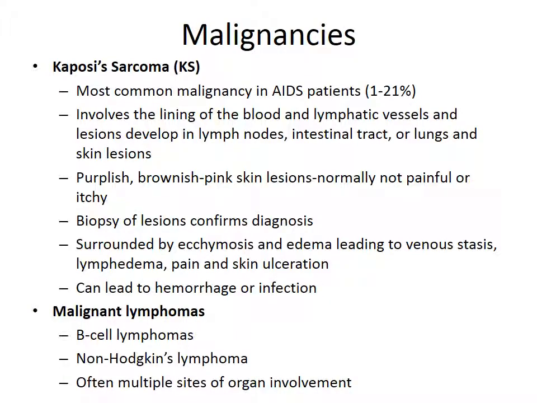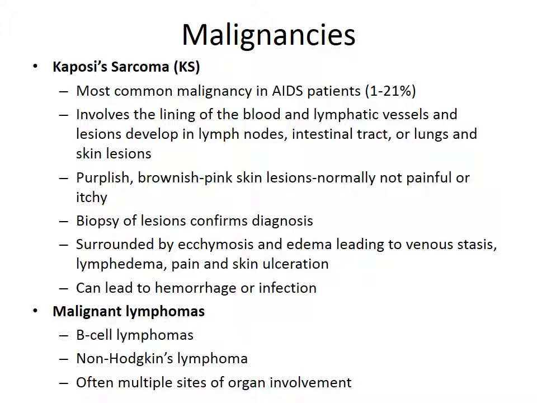Malignancies. Several malignancies develop in HIV-positive and AIDS patients, the most common one being Kaposi sarcoma, or KS. It's the most common malignancy in AIDS patients, affecting 1 to 21% of patients, and involves the lining of the blood and lymphatic vessels and lesions that develop in lymph nodes, intestinal tract, lungs, and in the skin. These purplish, brownish, pink skin lesions are normally not painful or itchy, and biopsy of the lesions confirms diagnosis.